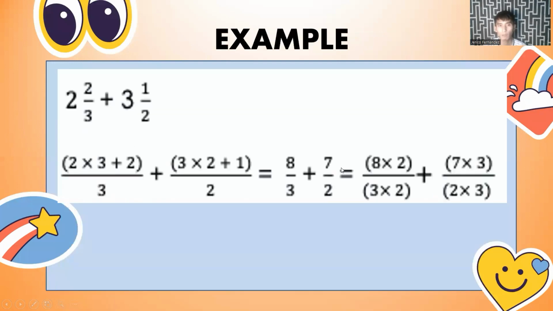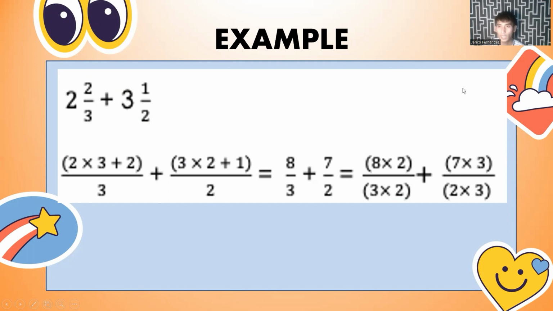So let us have our example. We have 2 and 2/3 plus 3 and 1/2. So as you can see, they are mixed fractions, a mixture of a whole number and a proper fraction. So, i-convert muna natin sila into improper fractions. Paano yun? Multiply the whole number by the denominator, 2 times 3, and then add the numerator over the denominator. Multiply the whole number 3 by the denominator 2, add the numerator 1 over the denominator. So we will get 8 over 3 and 7 over 2.